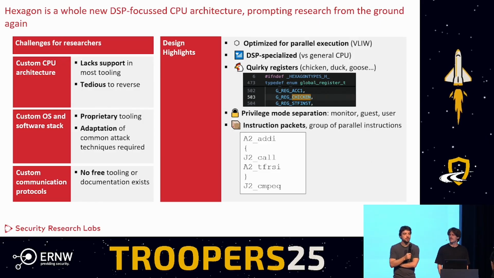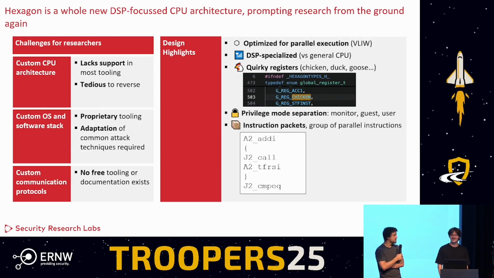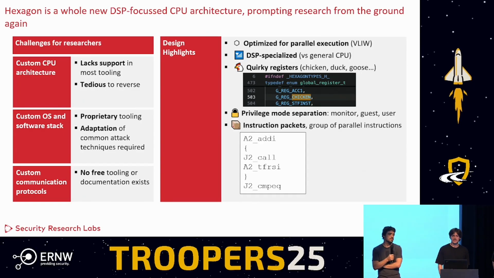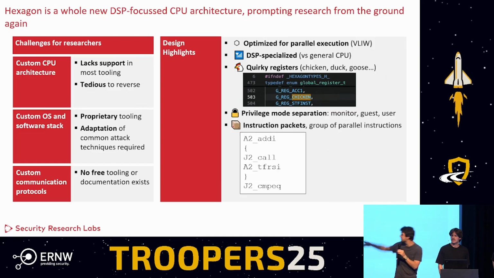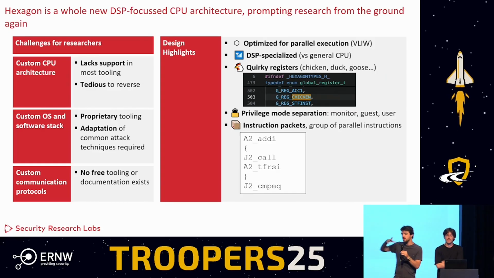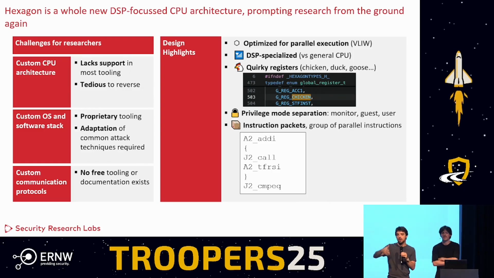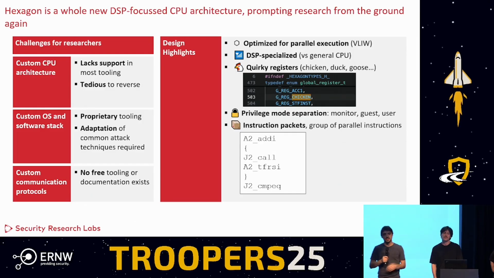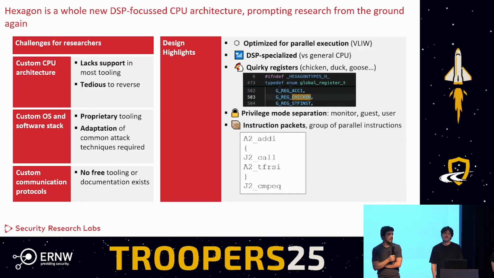It has some quirky registers. We were laughing a lot when we saw that there's a chicken register. So yeah, that was quite a fun night. And also, it's a bit specific: it's not opcodes by opcodes, but packets of opcodes. So you can see here that we would have an addition, and then we would have a packet that runs up to 4 opcodes in parallel. So the architecture itself is quite weird, let's say.